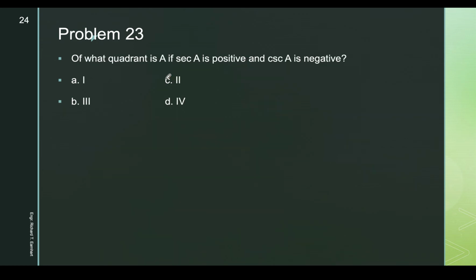So what quadrant is A if secant A is positive and cosecant A is negative? Okay, so let's see. Your secant A is positive, and the reciprocal of secant is cosine, and cosine is positive in the first quadrant and fourth quadrant.